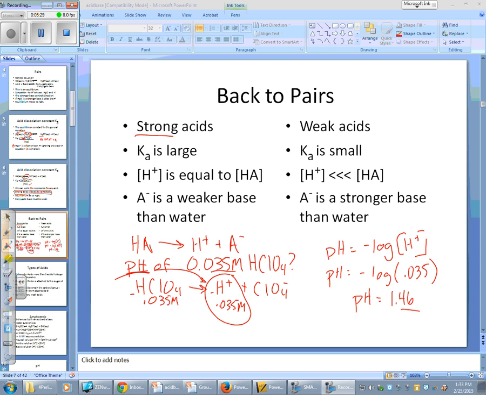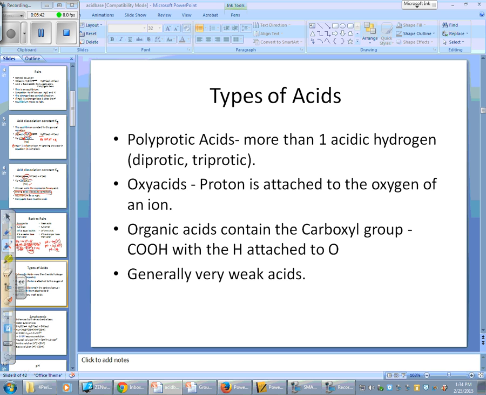A negative is a stronger base than water, and so it is going to push that reaction and gobble up the hydrogens and push that reaction back toward the reactants. Okay. Just a little bit more before we get into the math of Ka.